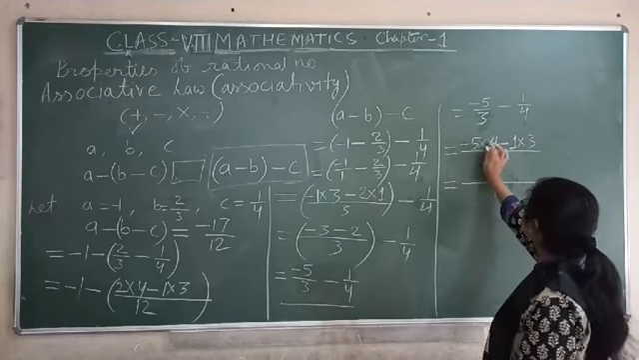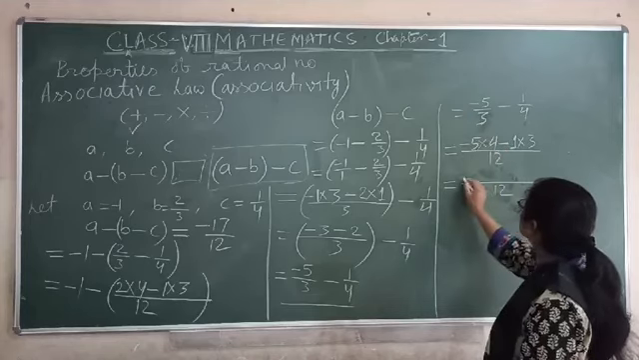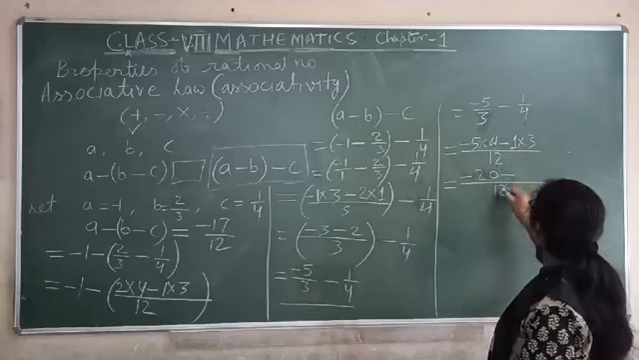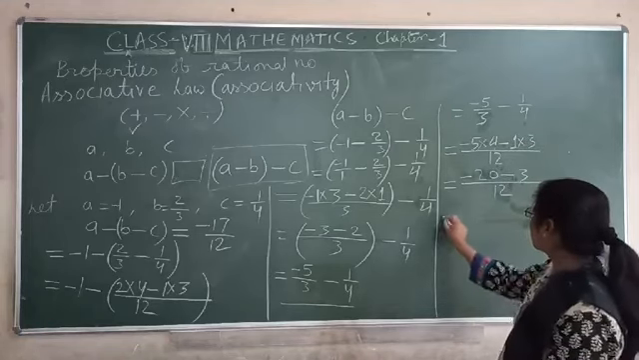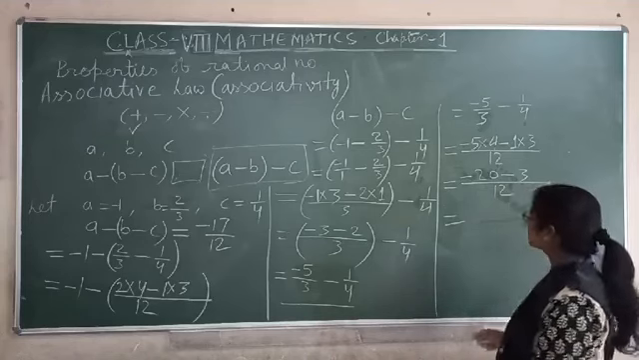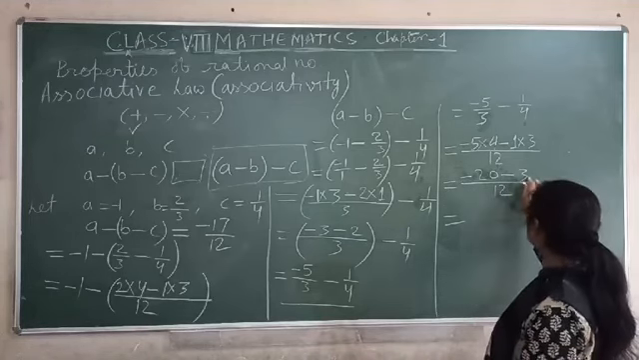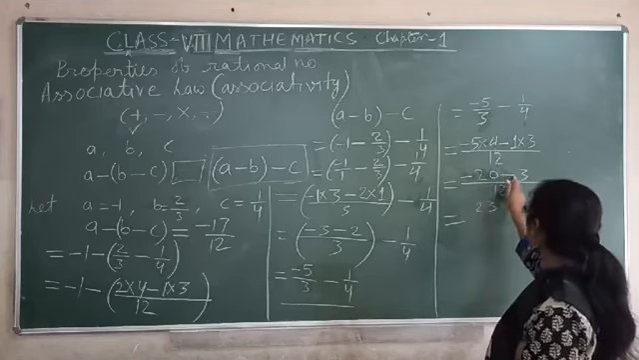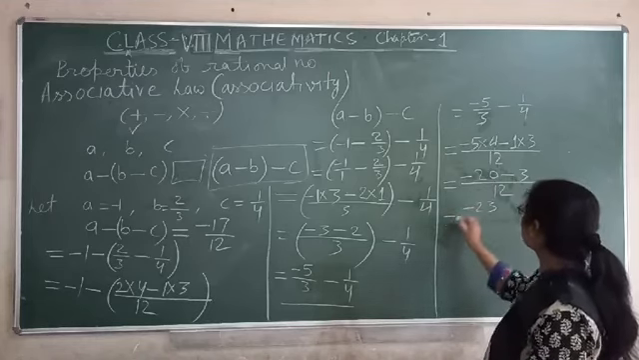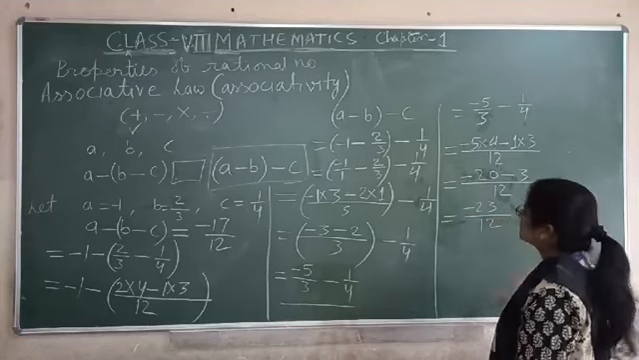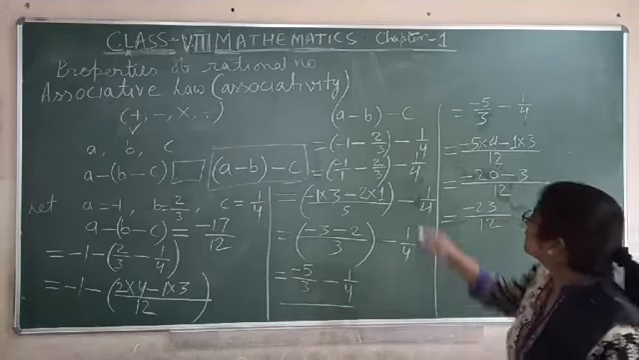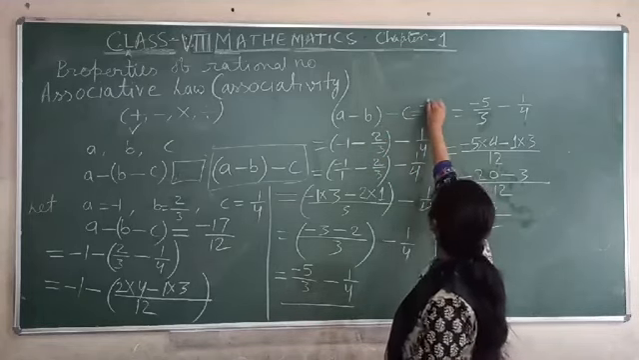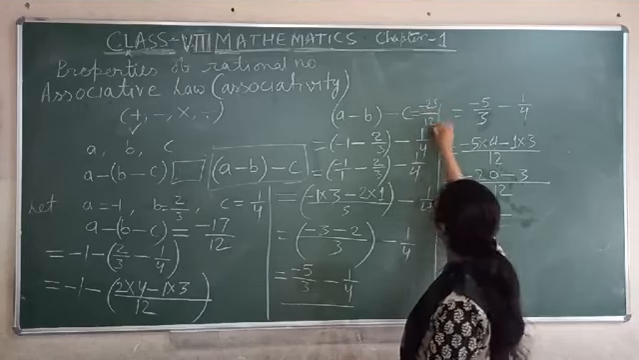This is negative, this is positive, plus into minus equals minus, 5 times 4 is 20. Minus into plus, minus, 3 times 1 is 3. Both have the same sign, so add 20 and 3, 23, with the minus sign. Same sign added, over 12. Okay. So A minus B minus C equals minus 23 upon 12.